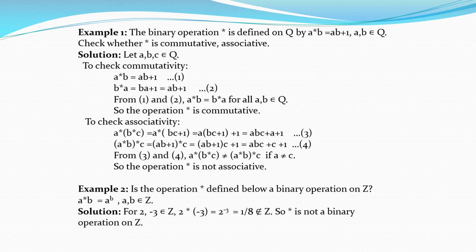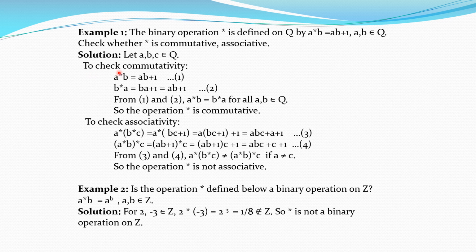Now, this is one example. The binary operation star is defined on Q as a star b is equal to ab plus 1, for a, b in Q. Now, we have to check whether it is commutative and associative. Already we have seen the meaning of commutative and associative operations. For commutativity, we need two elements, and for associativity, we need three elements. So, in all, we require three elements from the set Q. So, we take three general elements a, b, c from Q.